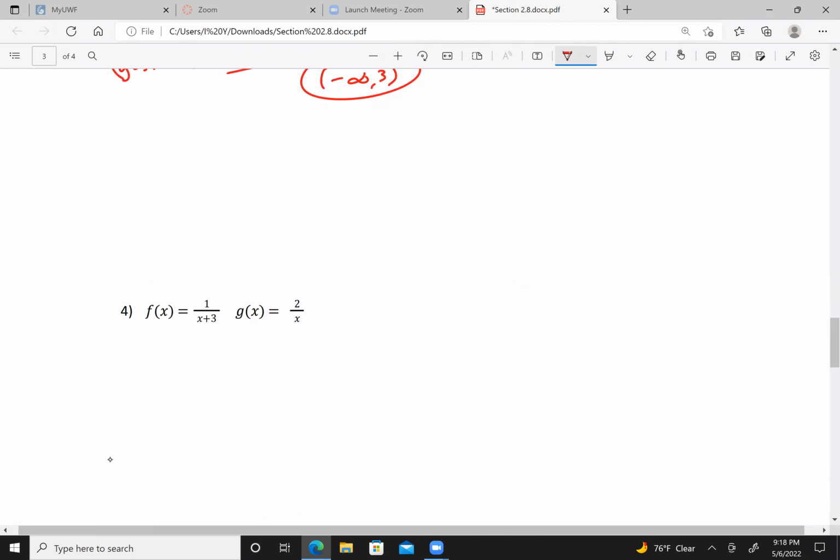Okay, so here we have another one, 2 fractions. So I have x plus 3 cannot equal 0, so x cannot equal negative 3 from f of x, and x cannot equal 0 from g of x.